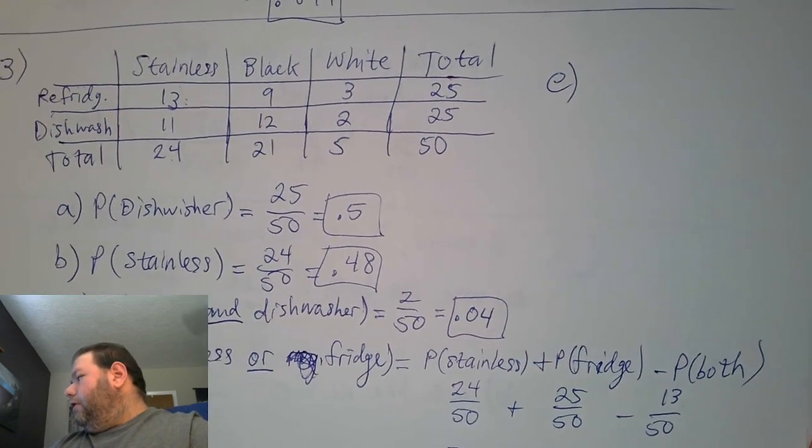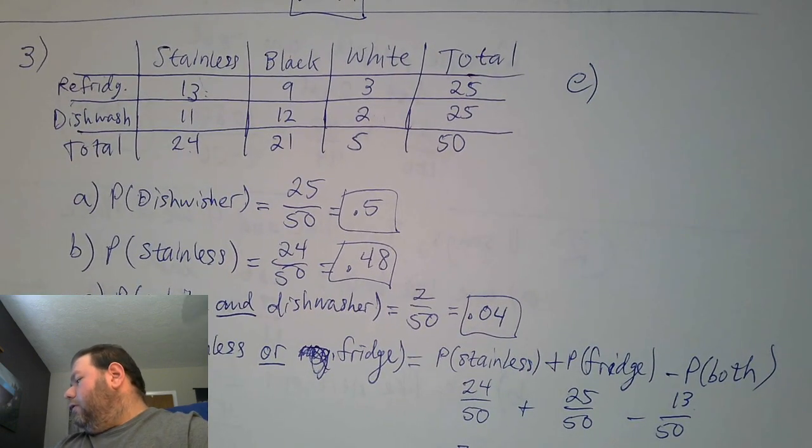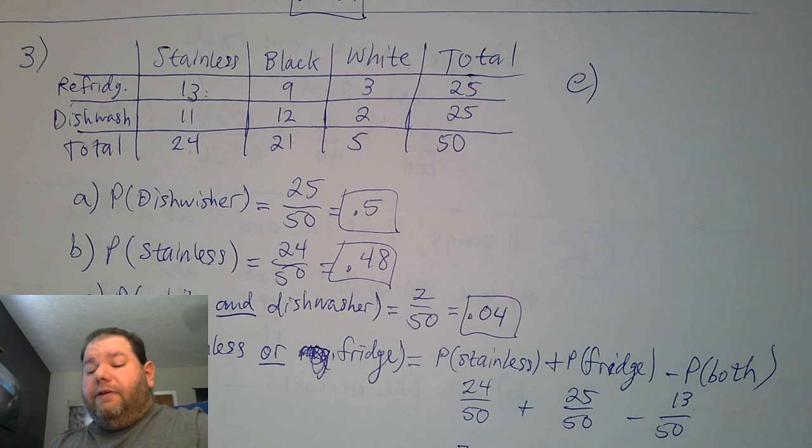Part E, what is the probability that an appliance selected at random is black, given that it's a dishwasher?